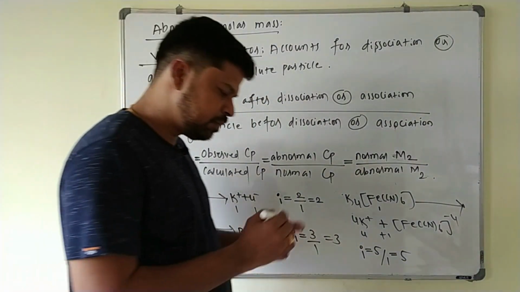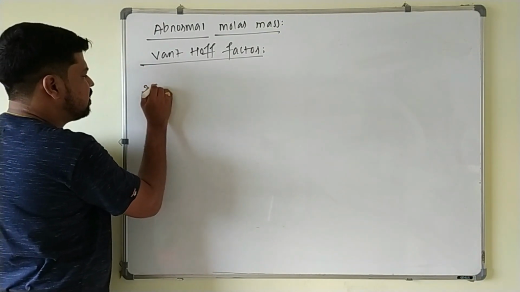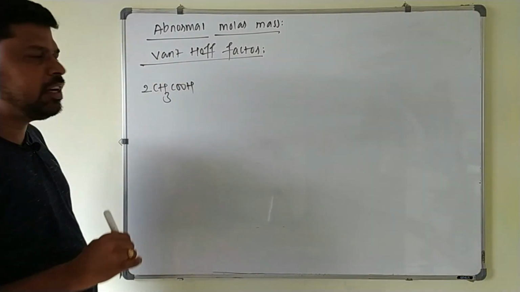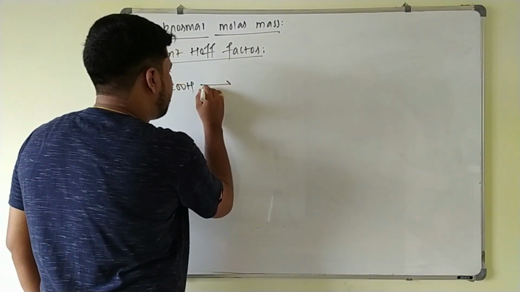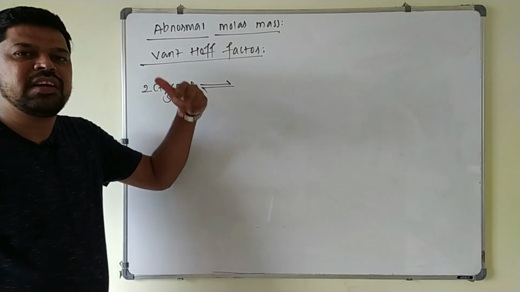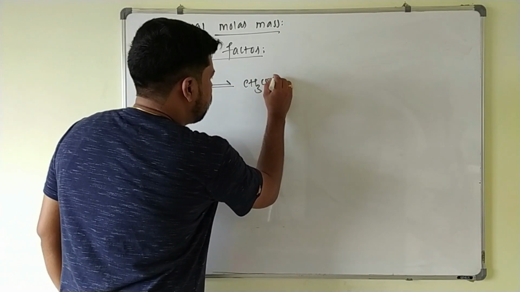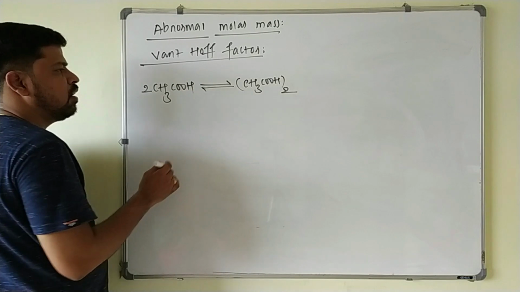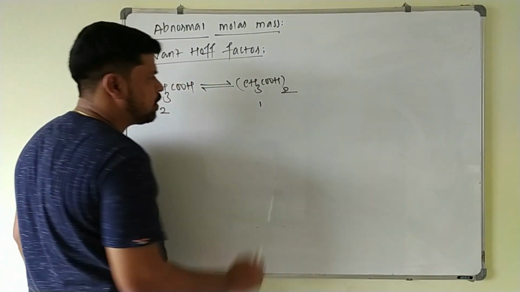Next example. Suppose I add acetic acid, CH3COOH, to benzene. It undergoes association. Association is nothing but every 2 molecules of acetic acid combining together to form 1 molecule, which we call dimerization. What happens here? CH3COOH twice. Before association the number of particles is 2. After association the number of particles becomes 1 here.